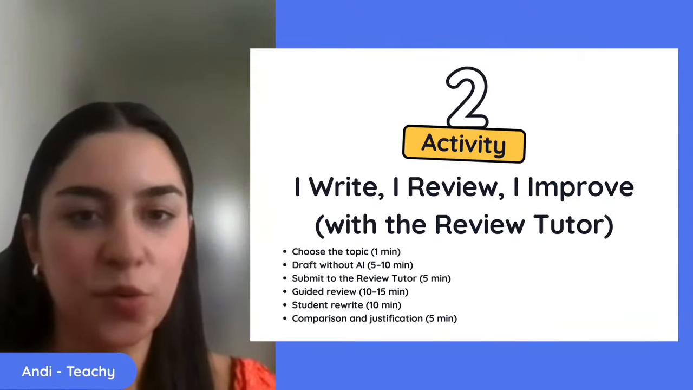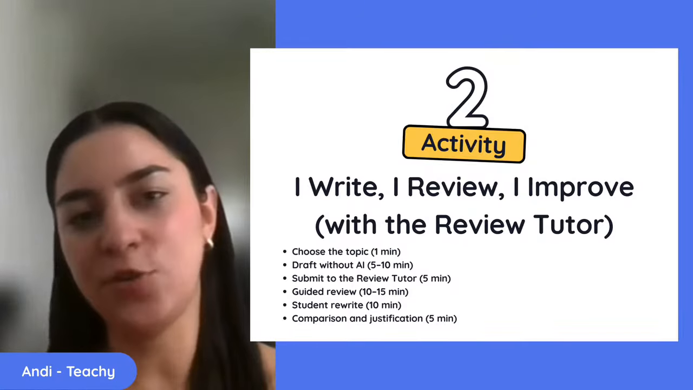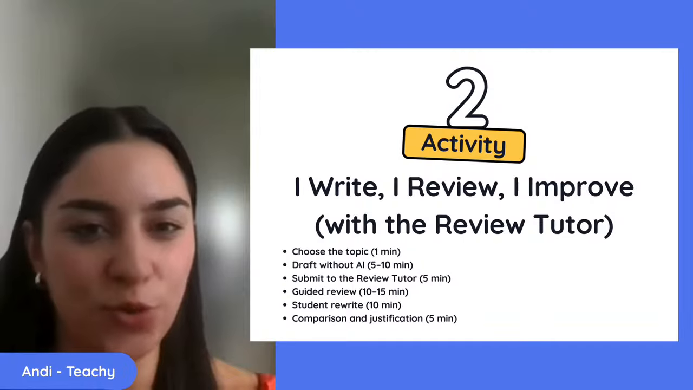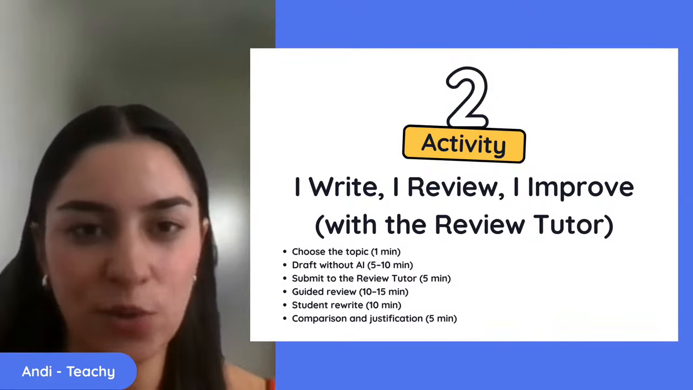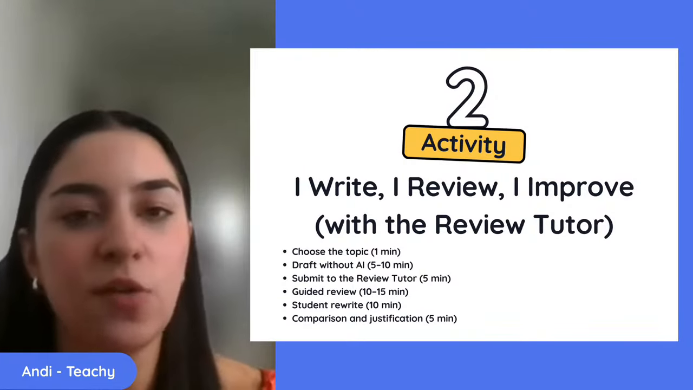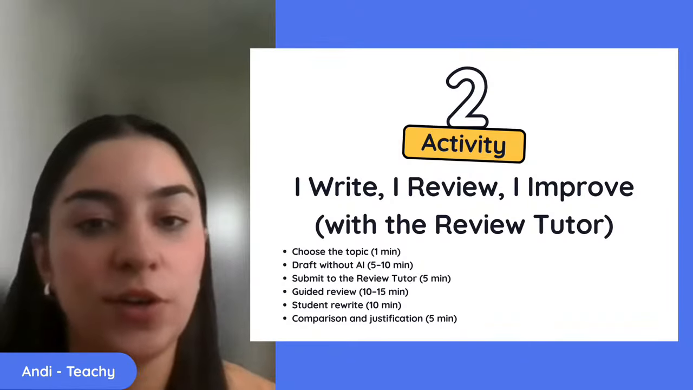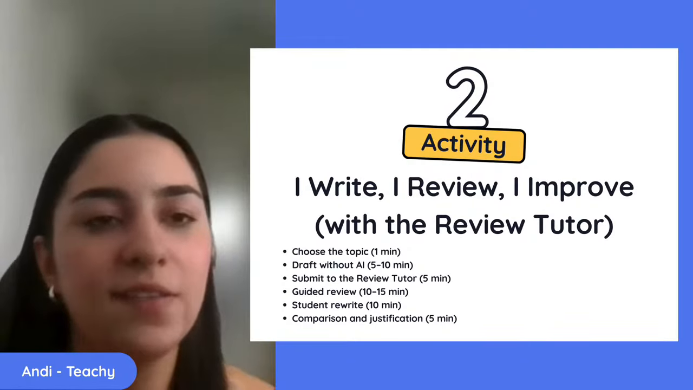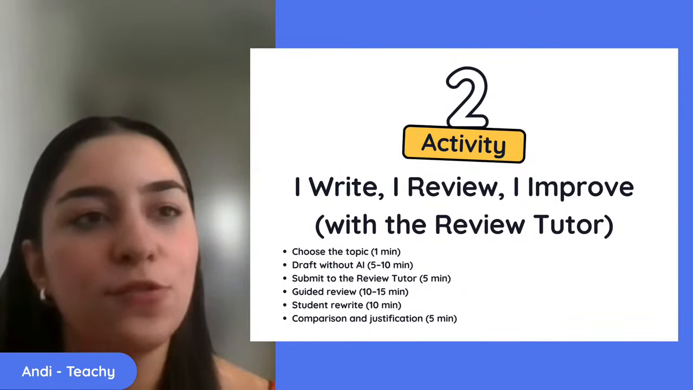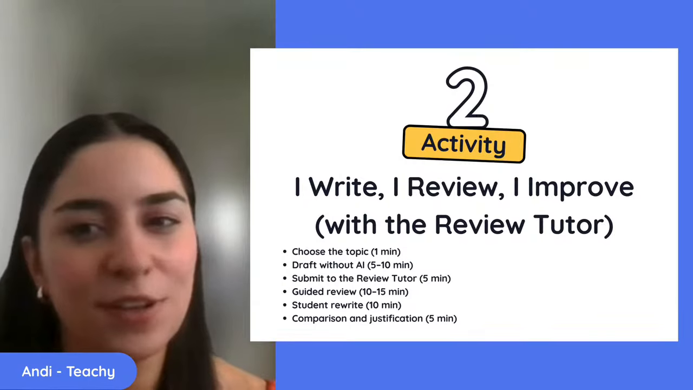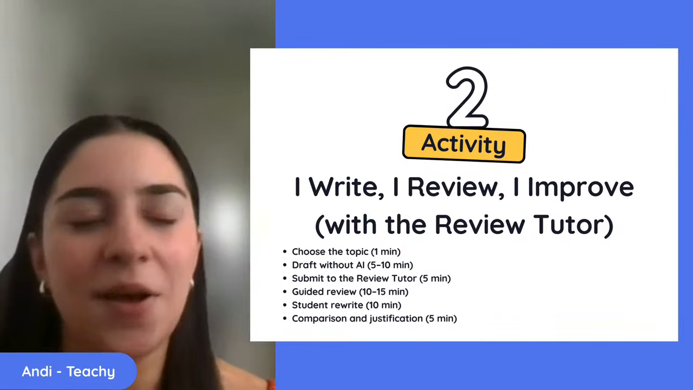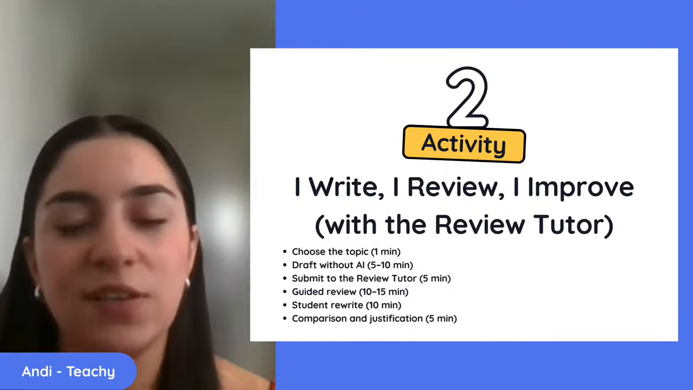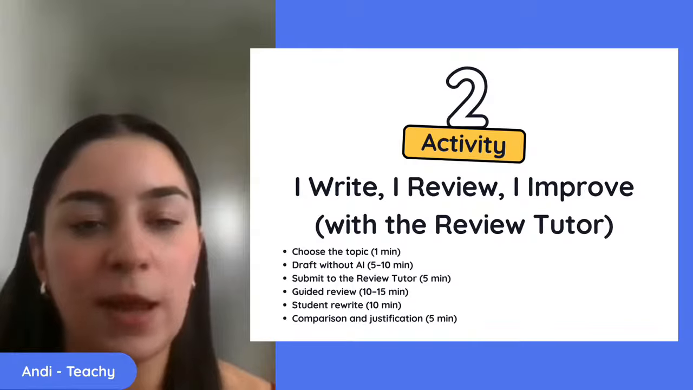So for the skill 2, we have this activity called I write, I review, and I improve. And we are using the review tutor. That is an AI tool, amazing for this moment. So the objective here is to help students learn how to analyze, review and improve a text or an idea without using or receiving ready-made answers. That's a challenge for them, right? So using only questions and constructive feedback.